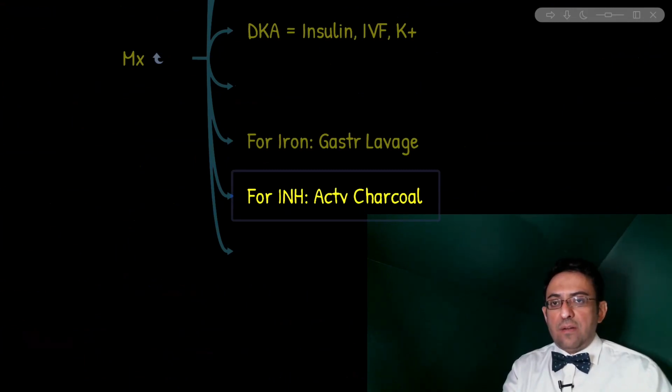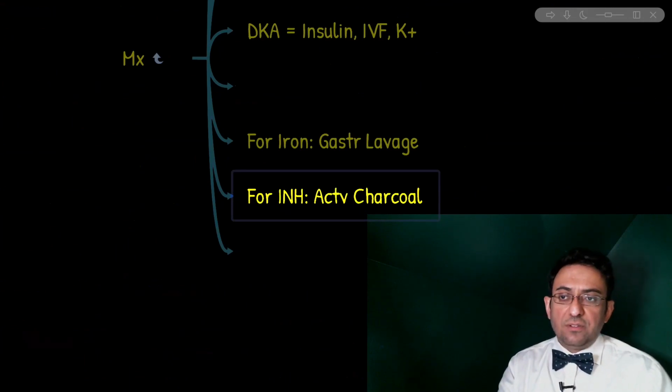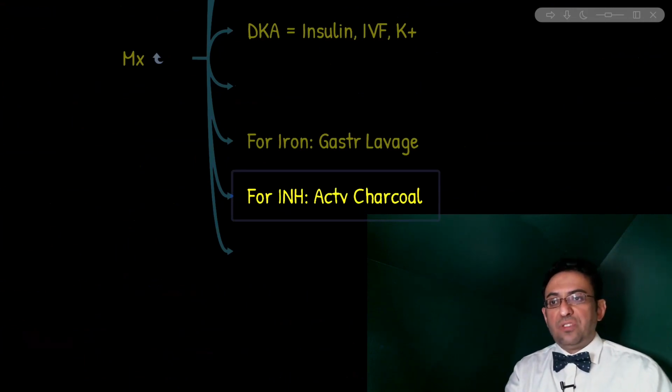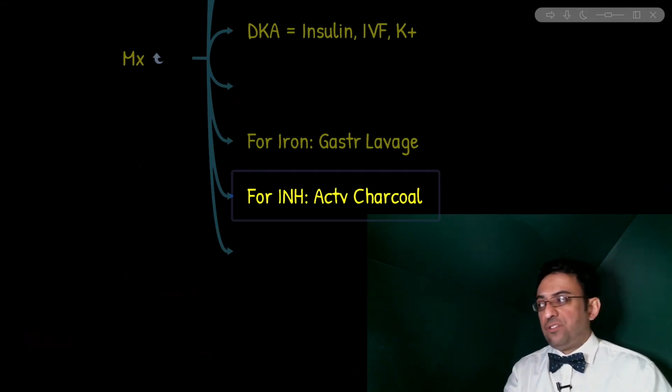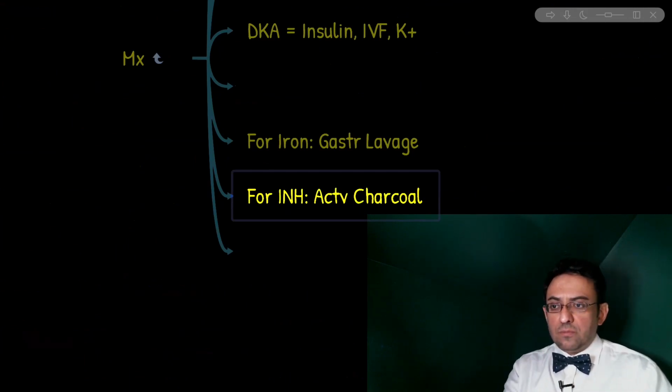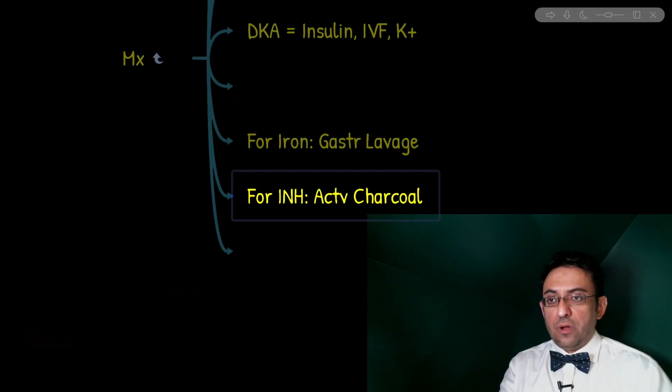Finally, you have a recent immigrant whose PPD was positive and has been started on some TB regimens. Their recent blood tests show mild acidosis. What is the mechanism of acidosis? It is lactic acidosis as a side effect of isoniazid.